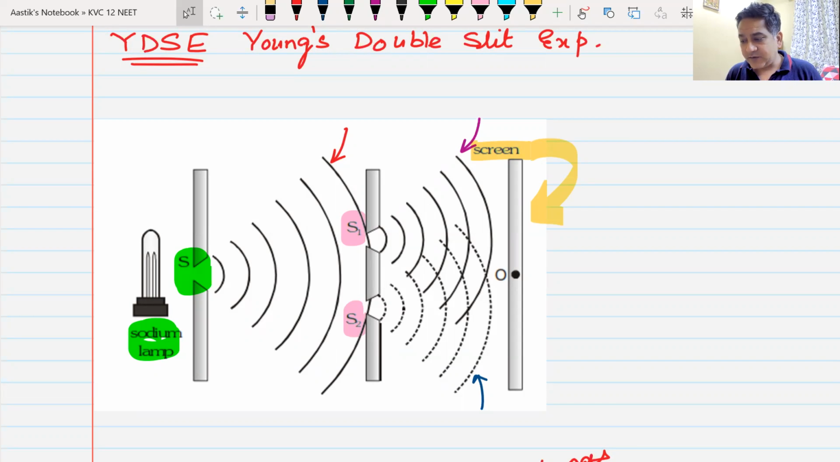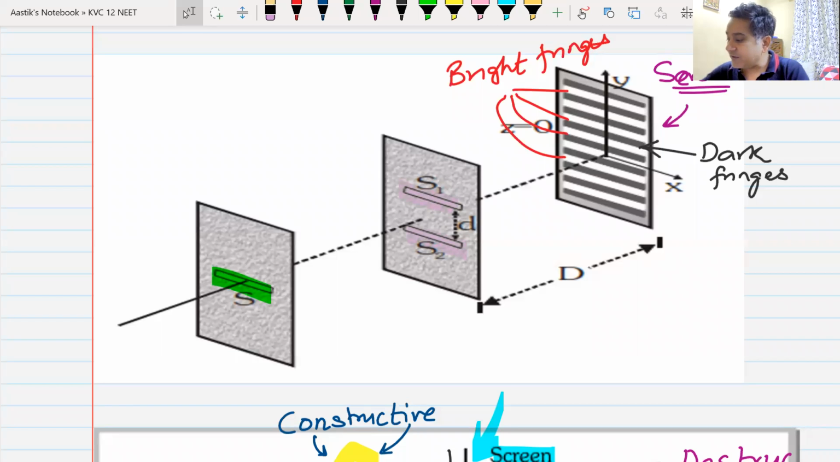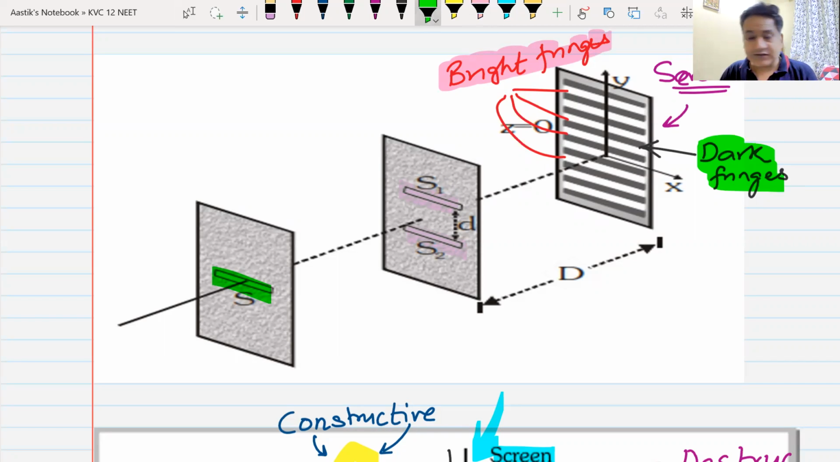In Young's double slit experiment, we had one source. From that one source we created two sources, and those two sources are interfering on the screen. We created those two sources by division of wavefronts. Do we understand this? At some points we have constructive interference, and at those points we have bright fringes. Yes or no? At points where we have destructive interference, we have dark fringes. Yes or no?